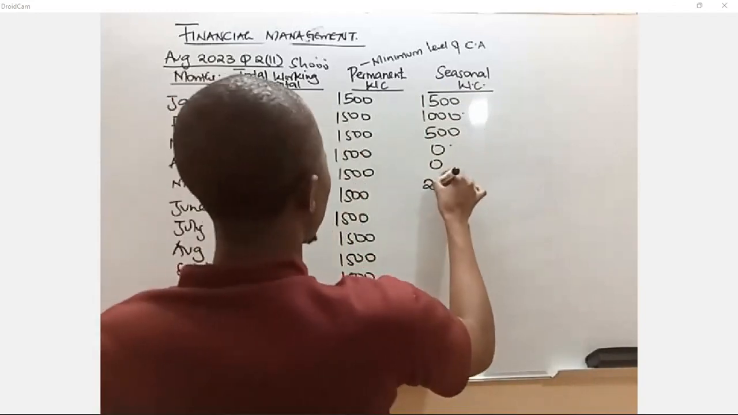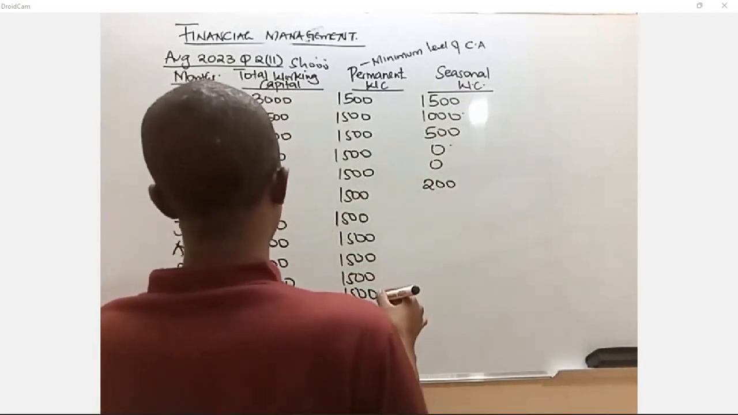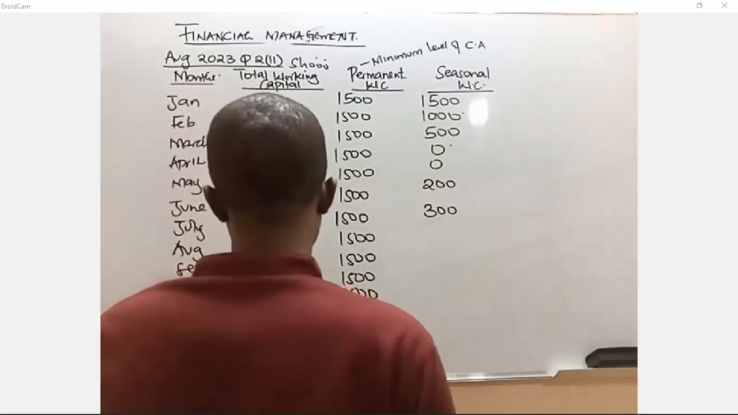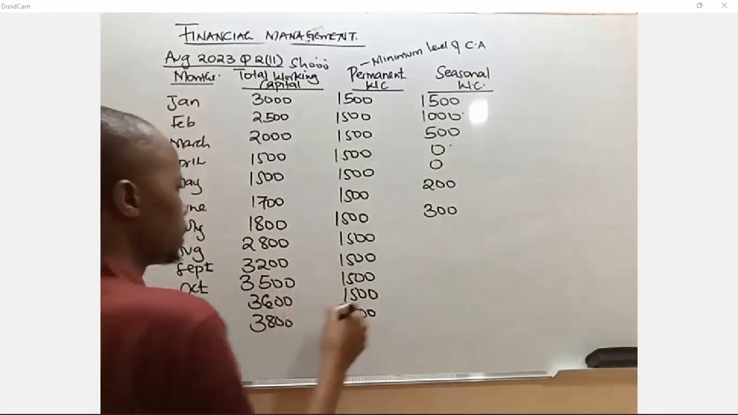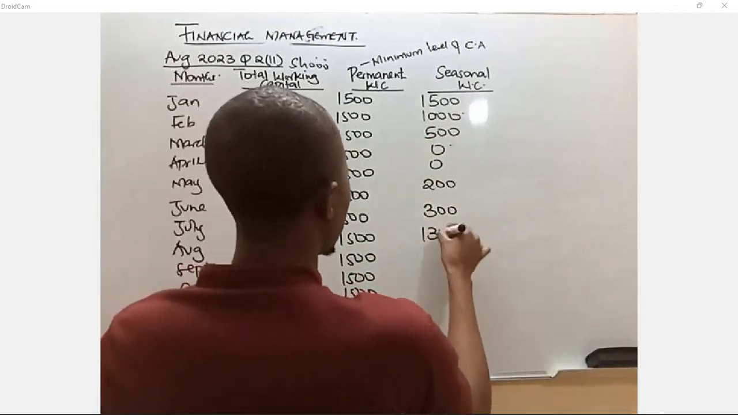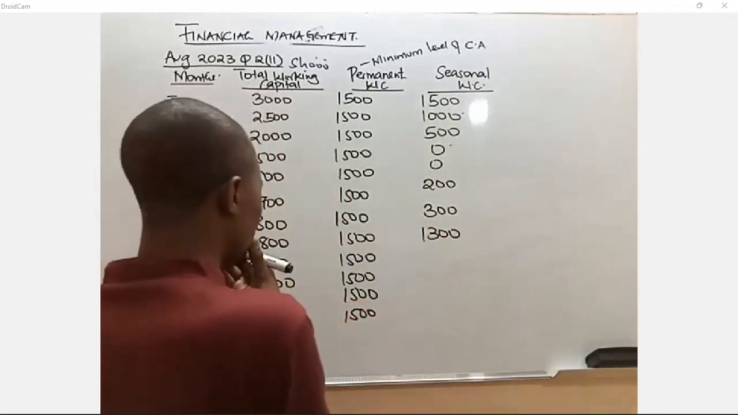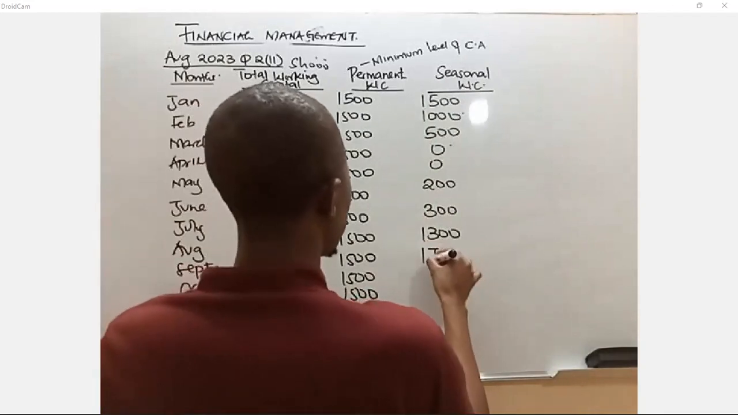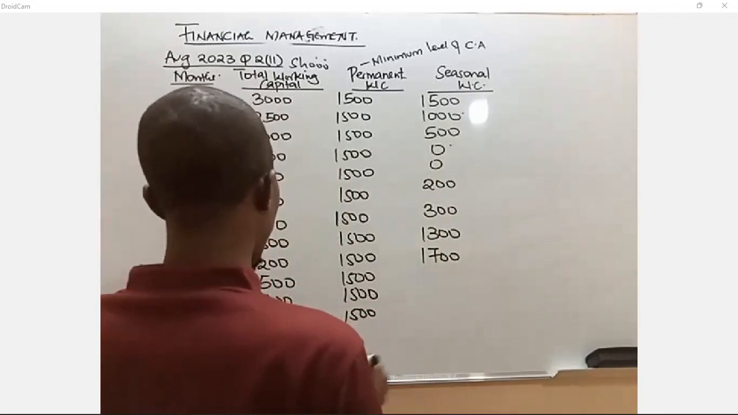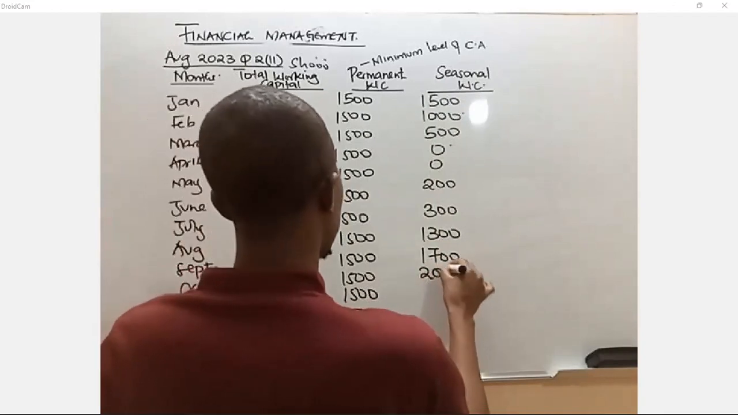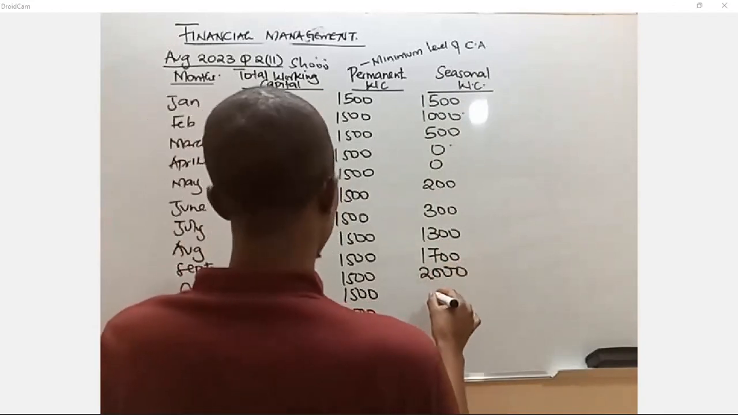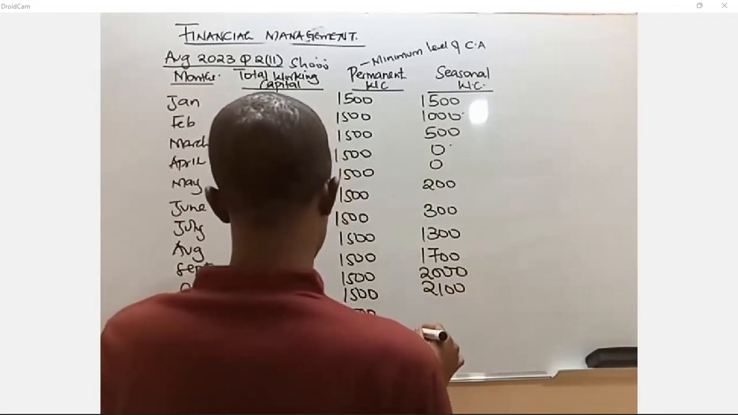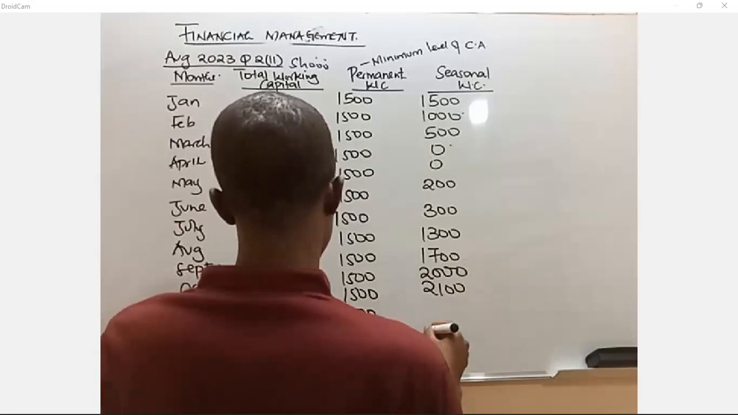Here we have 200. The other one we have 1,800 minus 1,500, 300, correct? 2,800 minus 1,500, around 1,300. Then we have 3,200 minus 1,500, that is closer to 1,700. Then we have 3,500, this is 2,000. Here we have 2,100. Then the last one is around 2,300.